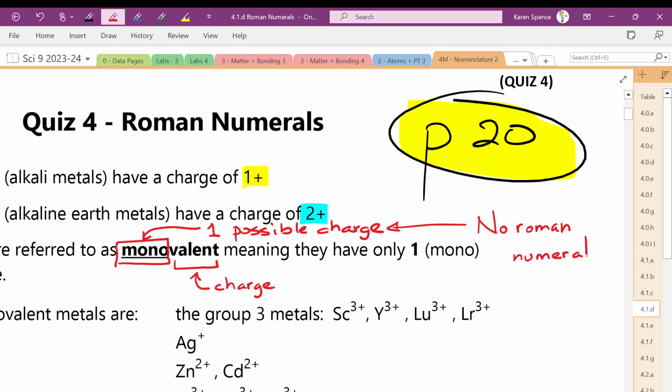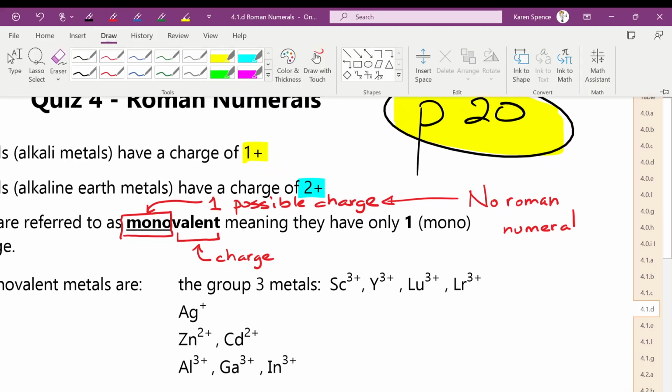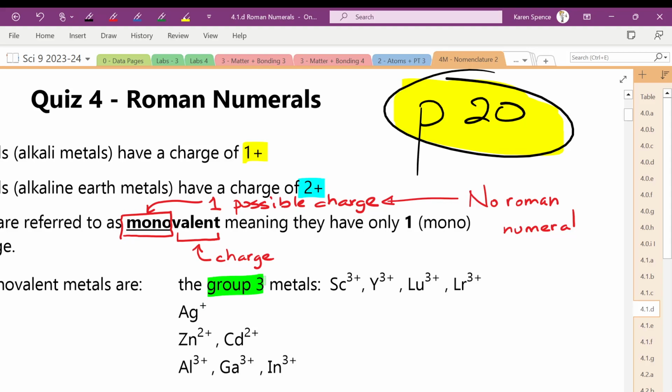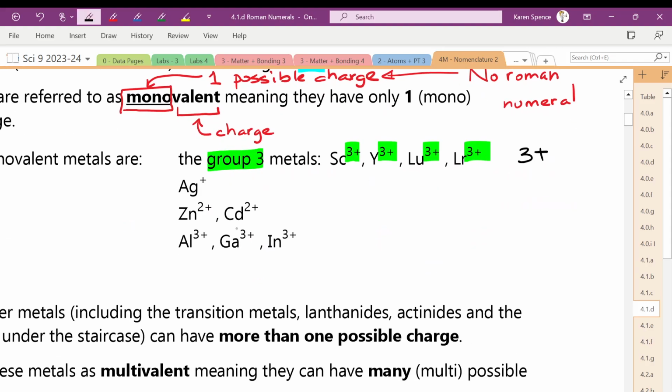Okay, so group 1 is monovalent. It only can be +1. Group 2 is monovalent. It can only be +2. Group 3 is monovalent because it can only be +3. That little bitty staircase, the silver, zinc, aluminum, gallium and indium, cadmium, these little guys here, they are monovalent, so they do not use Roman numerals.